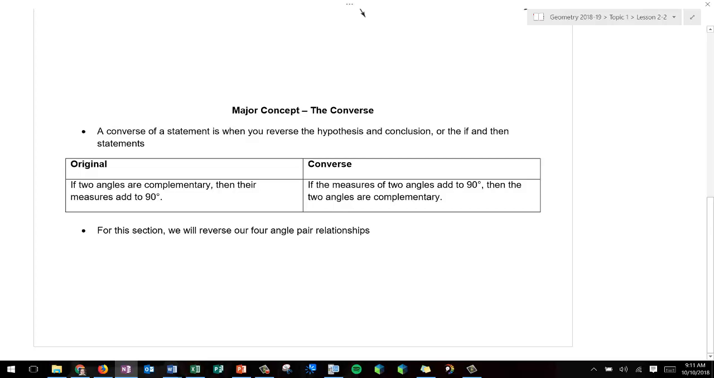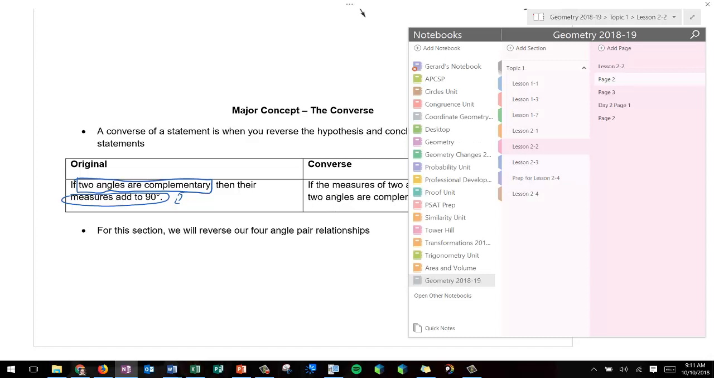In the original statement, it says that if I have two angles that are complementary, then their measures add to 90 degrees. You guys know that complementary angles equal 90. So that's our original statement. Now, if we do the converse of it, this right here was my hypothesis, my if part, and our then is their measures add to 90. If we reverse those, is the same thing still true? If the measures of two angles add to 90 degrees, then the angles are complementary. Yeah, that's true. So this is just the converse of what's being said here. We're just replacing our hypothesis and our conclusion. We're just swapping them.